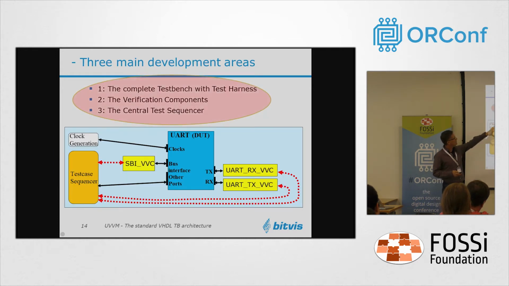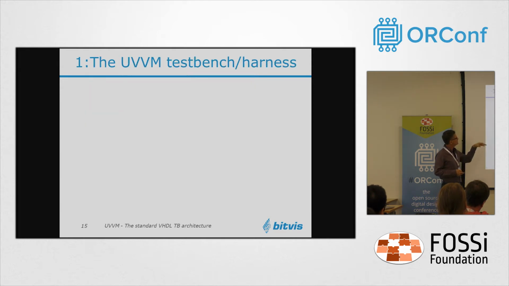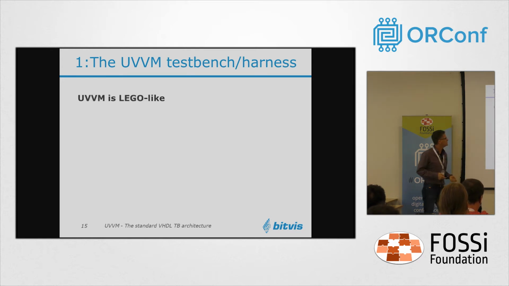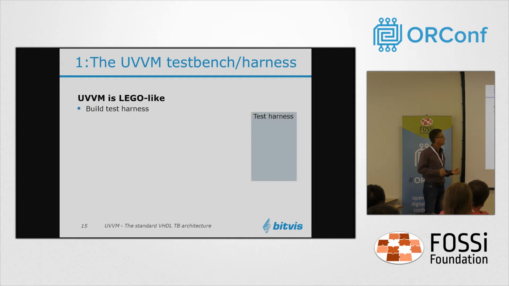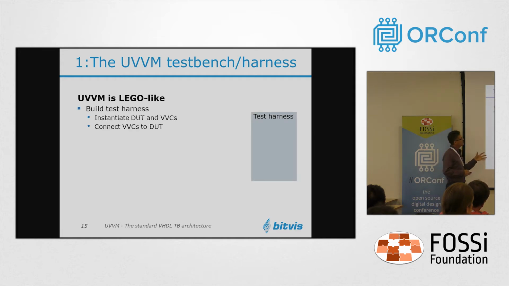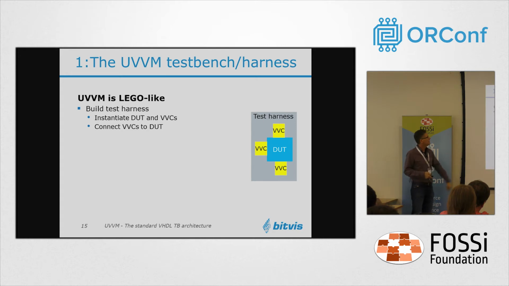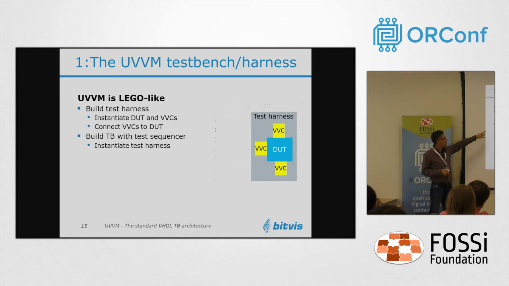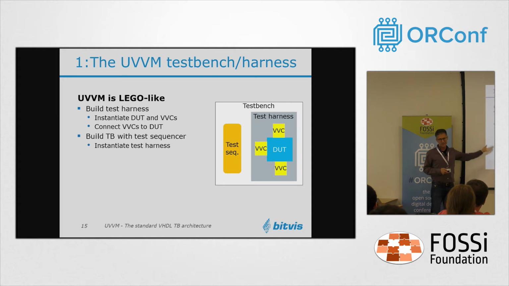Right, going back to these three main levels. The first one was the test harness, right? Which has to be simple. And UVVM is basically Lego-like. That means when you build a test harness, what we basically do is instantiate the device under test and verification components. And these are just component-to-component connections in VHDL, as you do in any design, really. Just connect them up. You build a test bench with a test sequencer, instantiate a test harness.